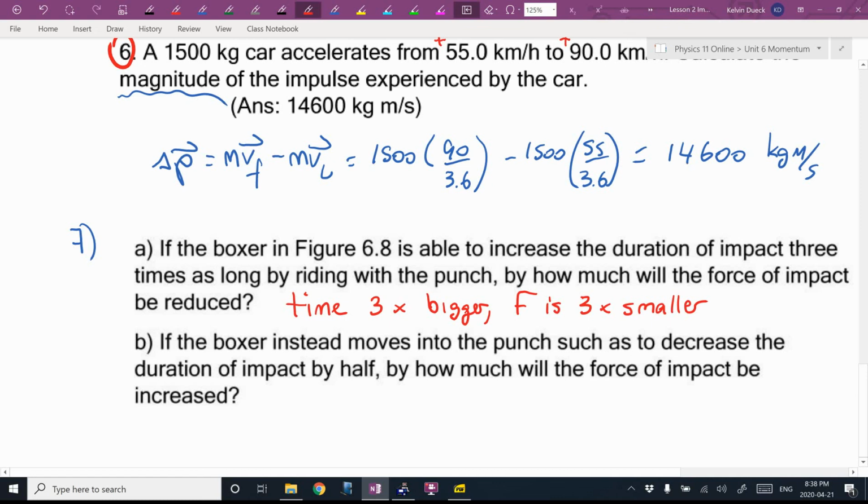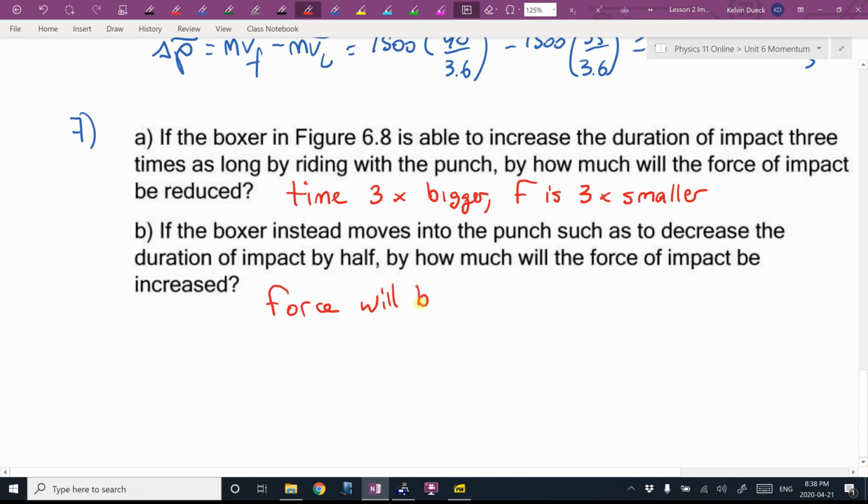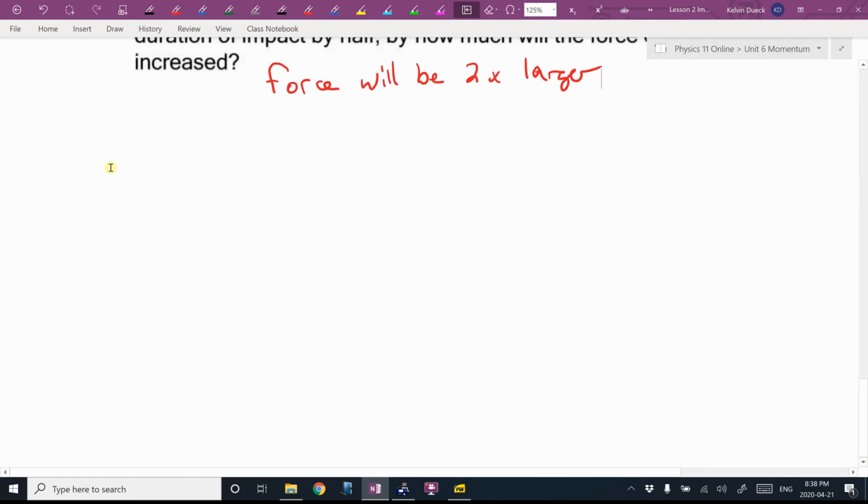And the worst would be if the boxer moves into the punch, so that would cut the time of impact even shorter. By how much will the force of impact be increased? Well, force will be 2 times larger if time gets half as big, but we still have to absorb all of that impulse. Of course, the real solution is just don't get into a fight in the first place.